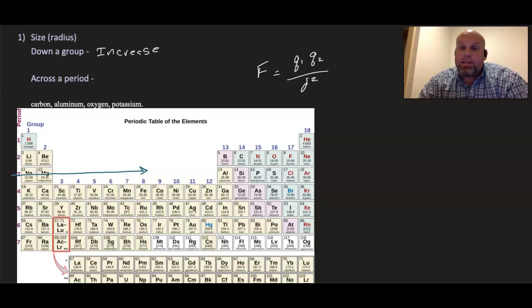So that would mean the force of attraction is going to increase slightly as I move across and go from 13 protons and electrons to 14 protons and electrons to 15 protons and electrons. So as I move across a period from left to right, if my force of attraction increases, that means it's going to pull those valence electrons a little closer each time. So across the period for size, the trend is to decrease.